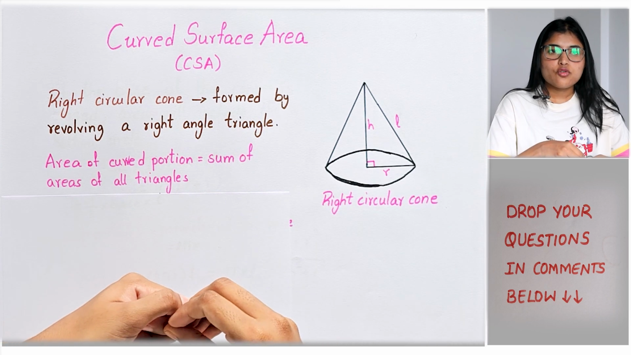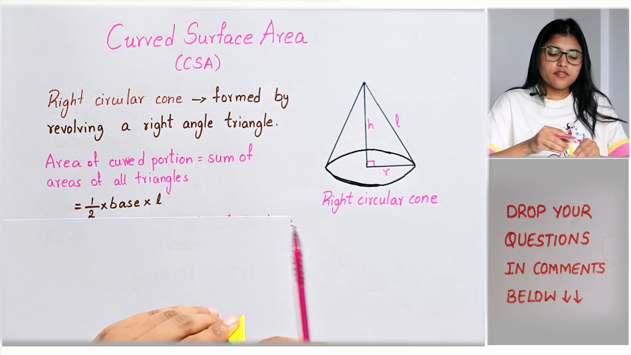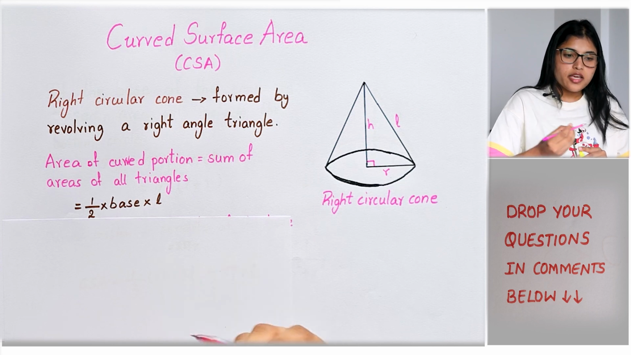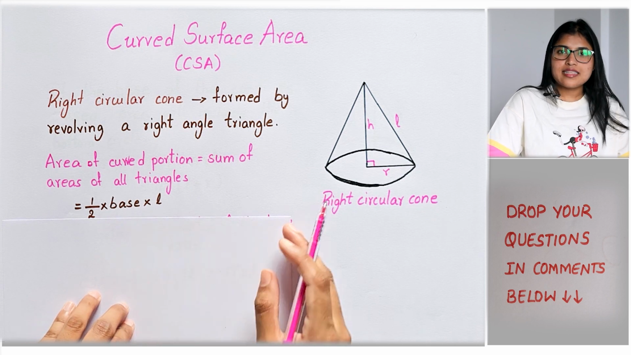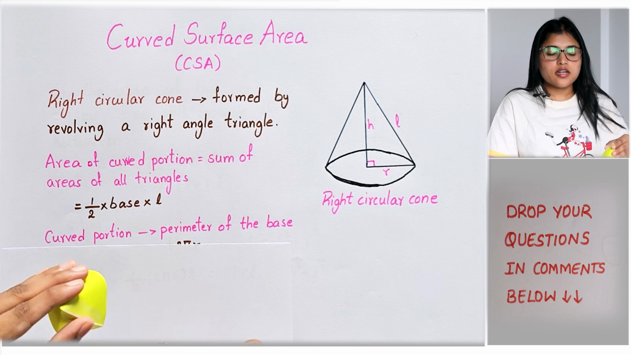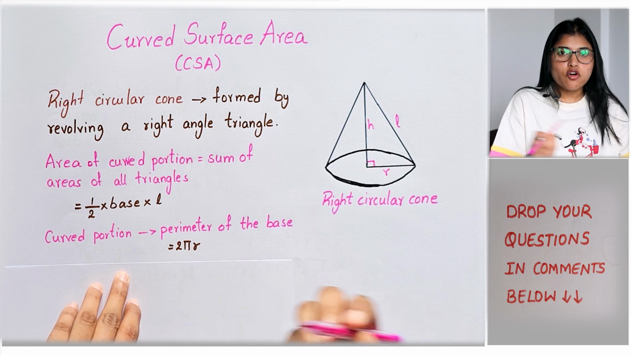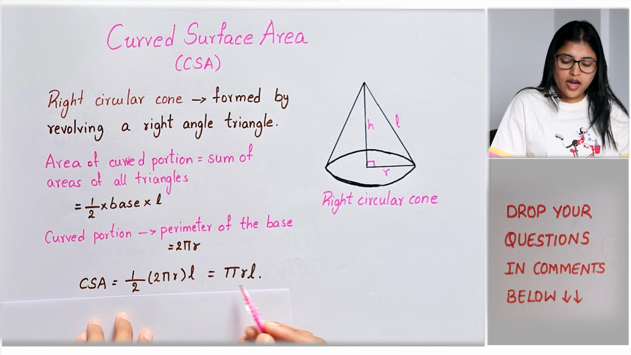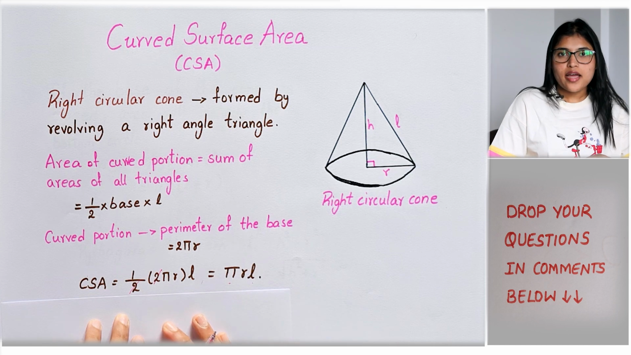How do we find it? So starting with the triangle, we know that the area of the triangle is half base into height. So when I was revolving this triangle like this, the area of the curved portion will be sum of the areas of all triangles. So area of the triangle is half into base into height. However, in this case, the base that we have is a circle. So the base will be the circumference of the circle itself. So I can write it as 2 pi r, which is the perimeter of the base because it's a circle. Now putting this 2 pi r in the formula, I can write half into 2 pi r into L. Here 2 and 2 get cancelled. So the curved surface area formula is pi r L.